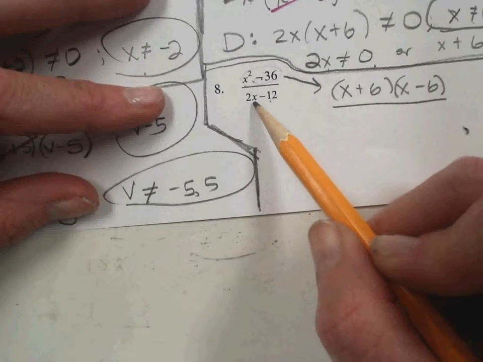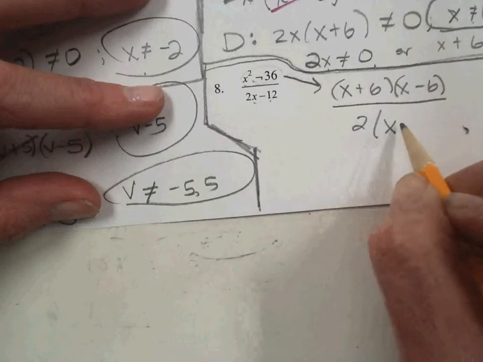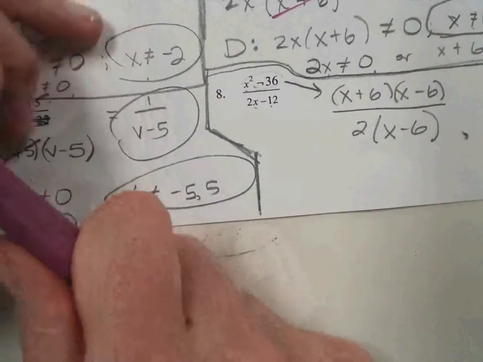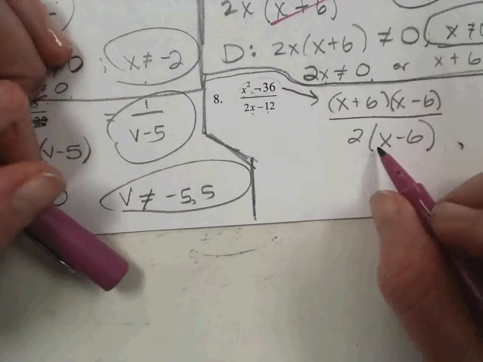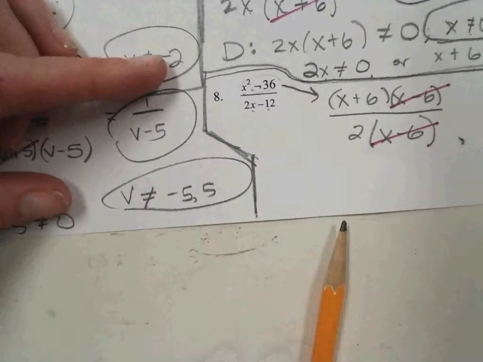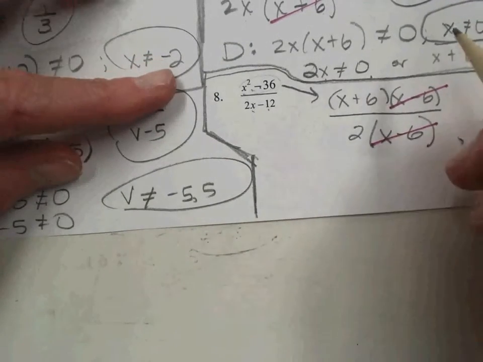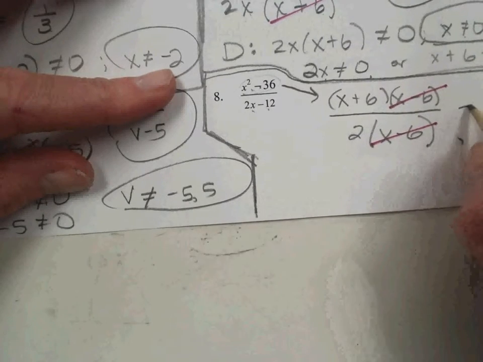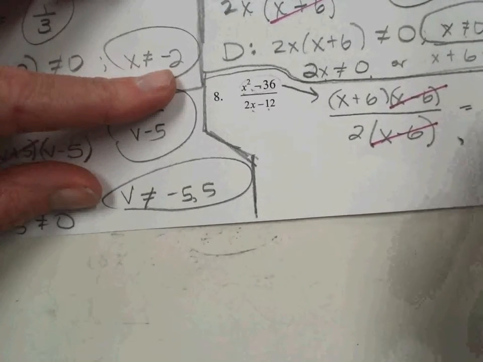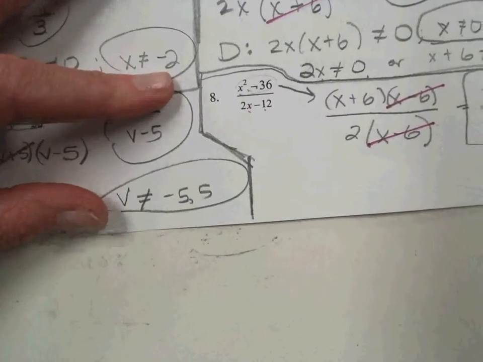Can I guess what it's going to be after? Well, the denominator, what can we factor out of the denominator? 2, and then we have x minus 6 remaining. So it's just 1 over this. No, not quite. Those two cancel out. Well, the x plus 6 is in the numerator, right? How about just x plus 6 over 2? Oh, all right. How about that?